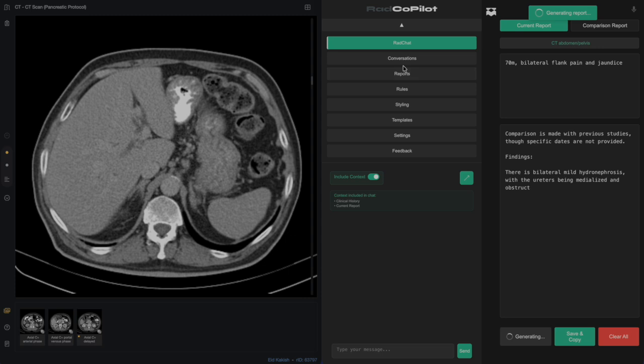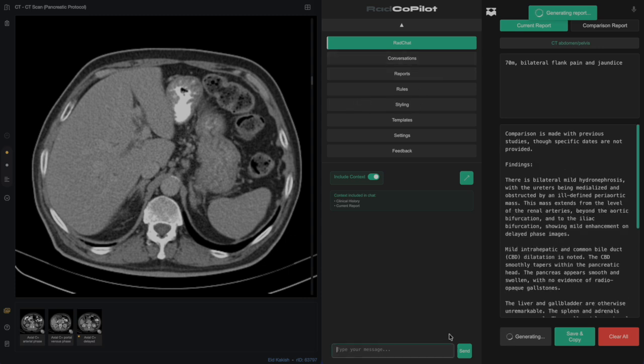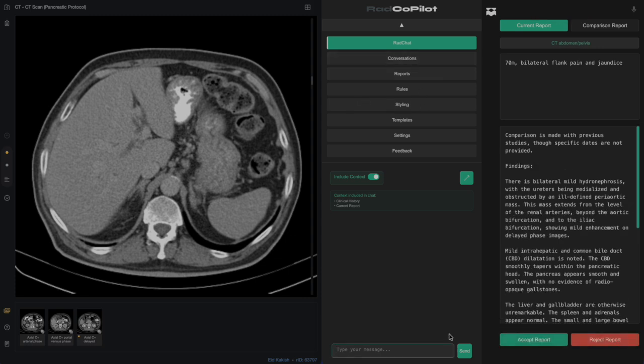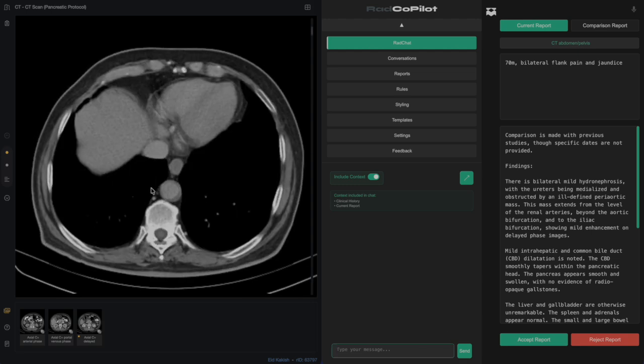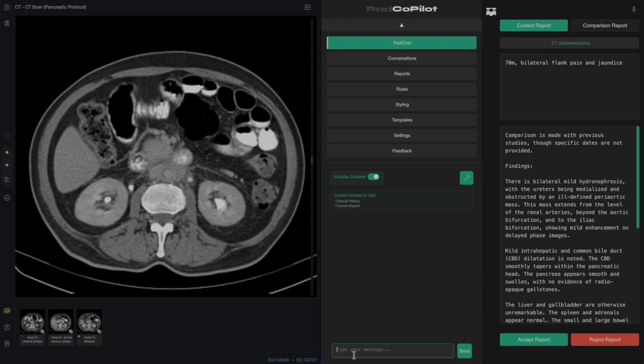And in the meantime, I think it'd be nice to have a think about what's causing this. We've clearly got some slightly unusual findings here, and I wonder whether there could be some kind of diagnosis that links all of these things together. So let's have a think. Does any diagnosis link the periaortic and pancreatic appearances?